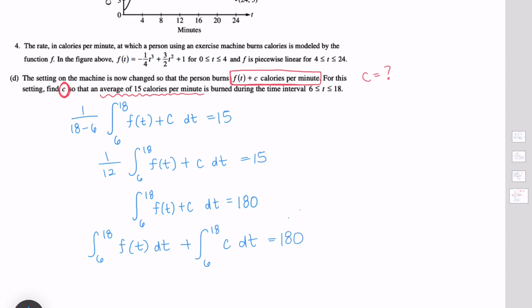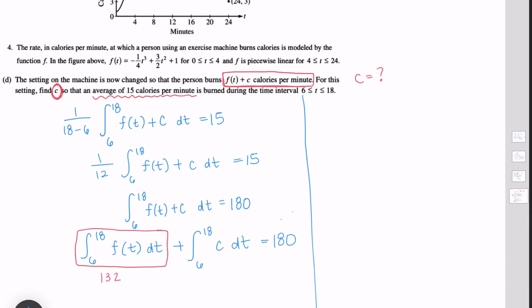And this is what I was talking about earlier. If you notice, this is exactly what they asked us to find in the previous section in part C. And we found that it was 132. So our equation becomes 132 plus the integral from 6 to 18 of c dt is equal to 180. And that gives us that the integral from 6 to 18 of c dt is equal to 180 minus 132, which is 48.